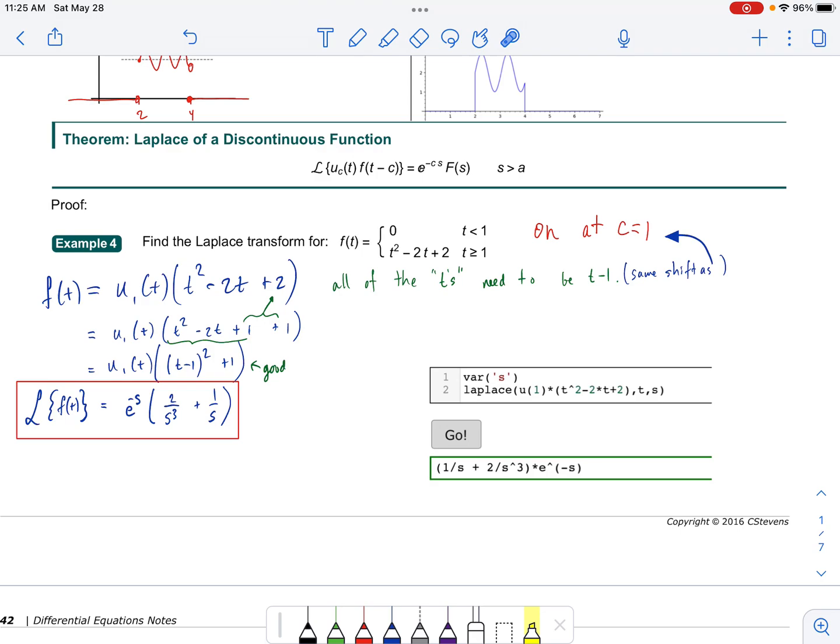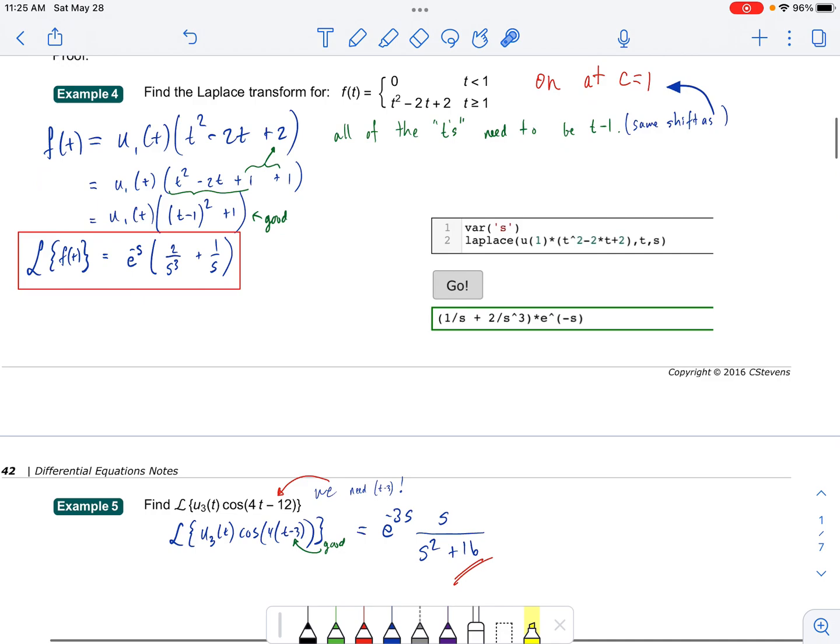And when we think of the Laplace of the function, think of it as removing this shift, and it's really just the Laplace of f, not f of t minus c. So the first one we looked at was example 4, where our function is 0 until we hit 1, and then it turns on this parabola forever, from t to infinity there.